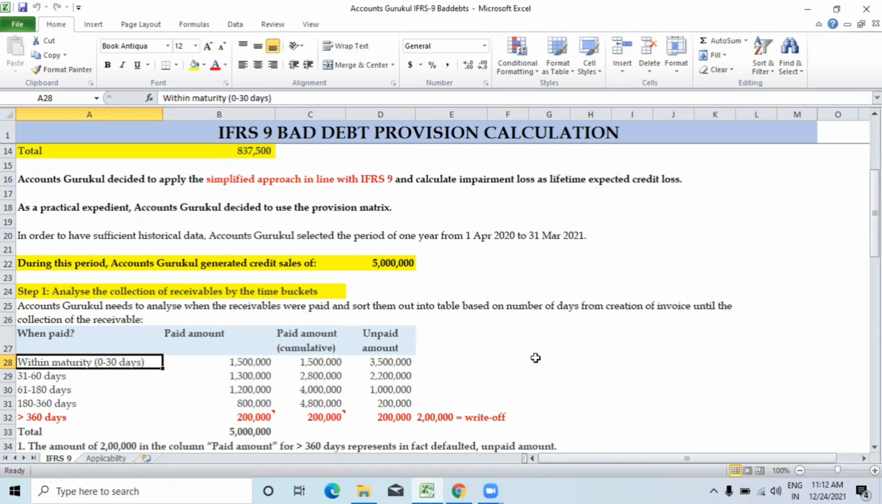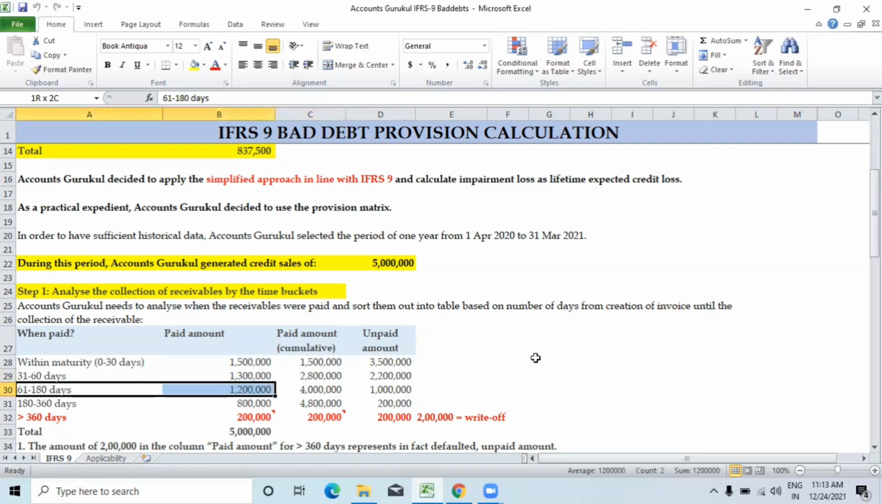Within the maturity of 0 to 30 days, that was 15 lakh. The paid amount cumulative is 15 lakh and unpaid is 35 lakh, that is 50 lakh minus 15 lakh, so outstanding is 35 lakh. Similarly, for 31 to 60 days, the paid amount is 13 lakh, so the total cumulative is 28 lakh and the unpaid amount is 22 lakh. Similarly, for 61 to 180 days, that's 12 lakh, the paid cumulative is 40 lakh and the unpaid amount is 10 lakh.